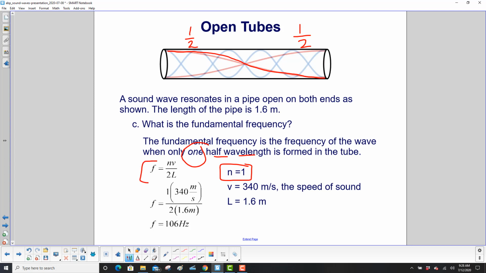So we have f is nv over 2L. We have n is equal to 1, which is also the number of loops. So if we have 1 times the speed of sound, again, if you do this a lot, you'll kind of memorize this, but if not, that should be on your table of constants. Here's the length of our open tube, and the fundamental frequency would be 106 Hertz.